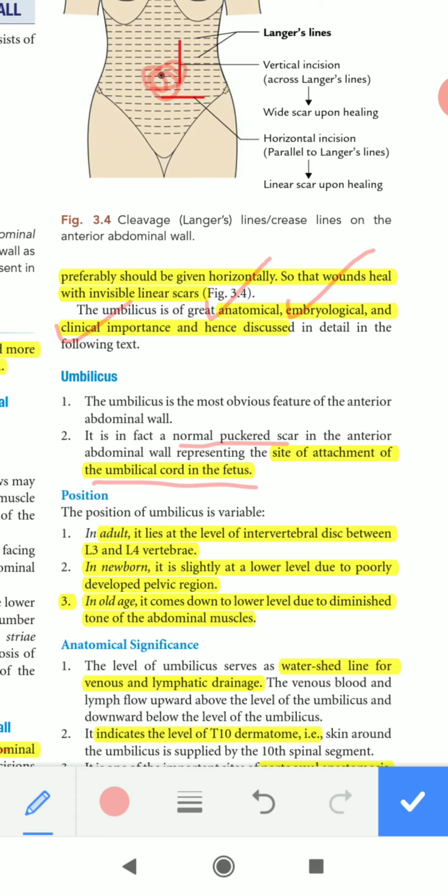Now come to the anatomical significance. What is the anatomical significance of the umbilicus? The level of the umbilicus serves as a watershed area for the venous and lymphatic drainage. The venous blood and lymph flow upward above the level of the umbilicus and downward below the level of the umbilicus. Later we will see this, and it indicates the T10 dermatome. That means the area of the umbilicus and the skin around the umbilicus is supplied by the thoracic 10 segment of the spinal cord.